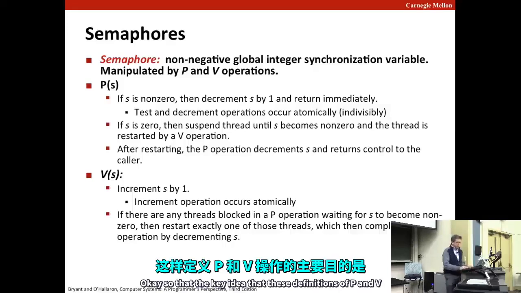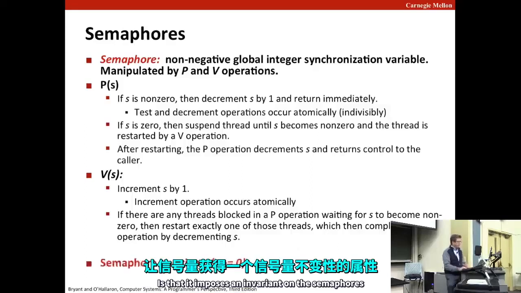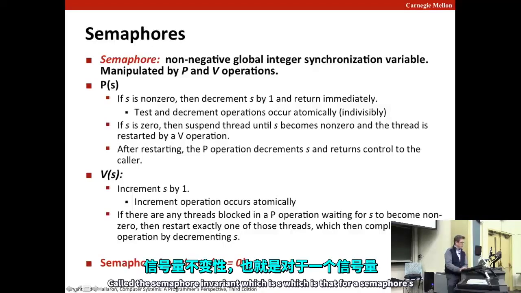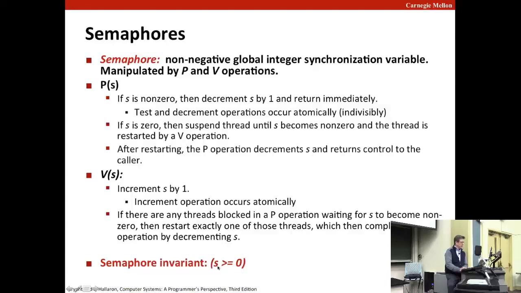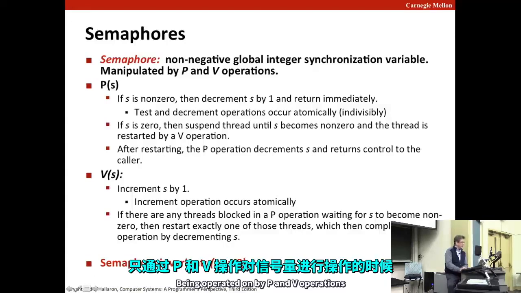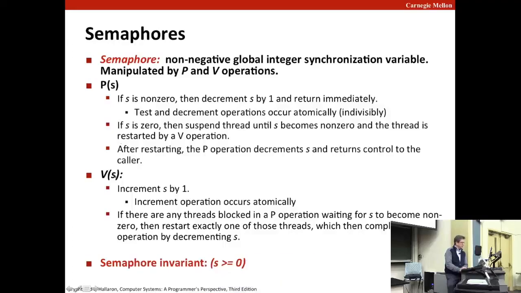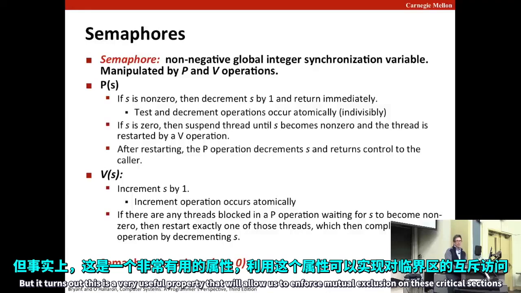Okay, so the key idea of these definitions of P and V is that it imposes an invariant on the semaphores called the semaphore invariant, which is that for a semaphore S being operated on by P and V operations, S is always greater than or equal to 0. Now that doesn't seem very exciting, but it turns out this is a very useful property that will allow us to enforce mutual exclusion on these critical sections.